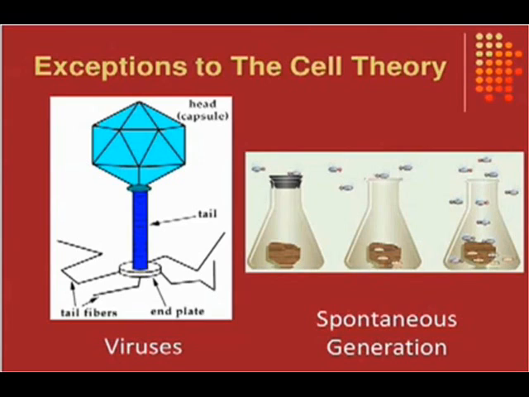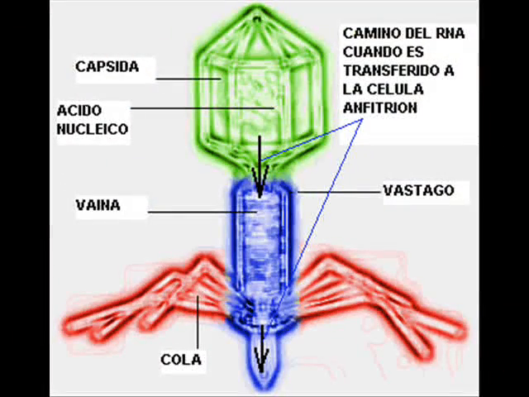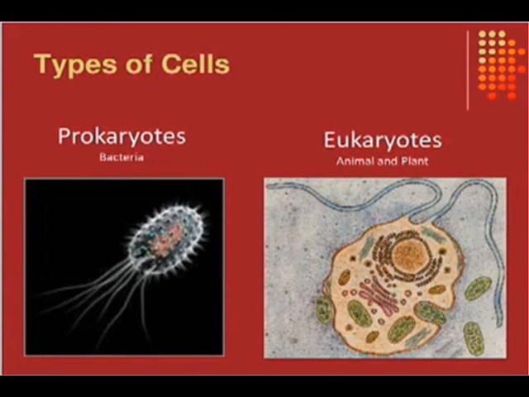Okay. The two big exceptions to the cell theory are viruses. These do contain cells, however, they are not alive because they are not able to grow or reproduce outside of a host cell. Also, spontaneous generation is another exception. It was once thought that cells did in fact arise spontaneously, but however we know that is through cell division.